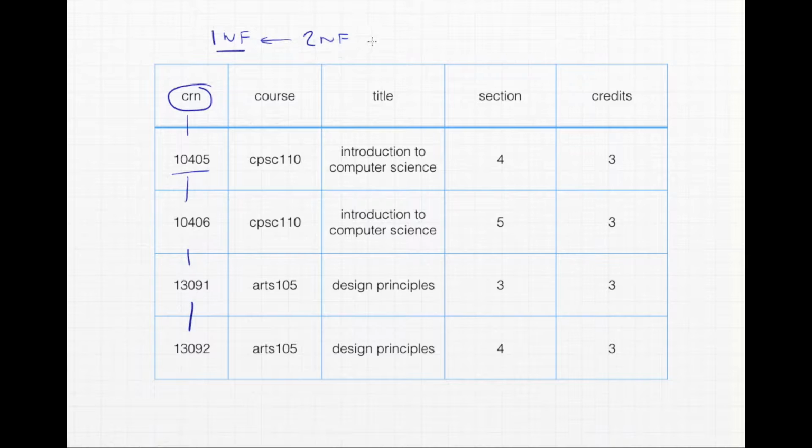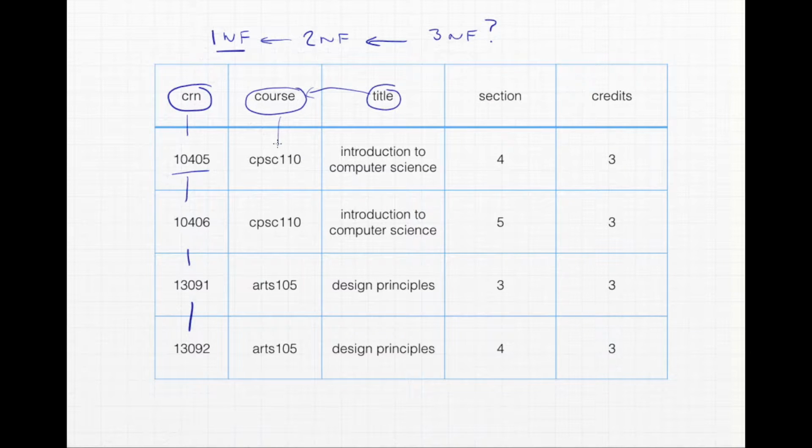So what about 3NF? It requires that the table be in 2NF, and it requires that there are no transitive functional dependencies. Transitive functional dependencies mean that the value of one column in a table is dependent on the value of another column. Specifically, the value of one non-key column is dependent on the value of another non-key column. And in this case, we do. We have this dependency between title and course.